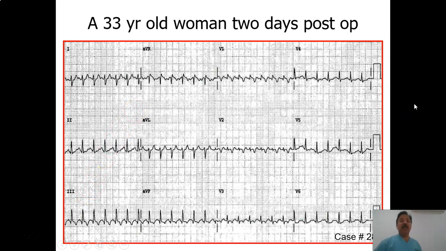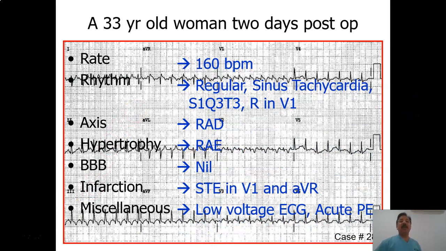So these findings include a rate of 160 beats per minute, regular sinus tachycardia, S1, Q3, T3 and an R wave in V1. There is right axis deviation, right atrial enlargement, and ST segment elevation in V1 and AVR. So this ECG, which is a low voltage ECG, may be a feature of acute pulmonary embolism. And the most common finding in pulmonary embolism is sinus tachycardia.